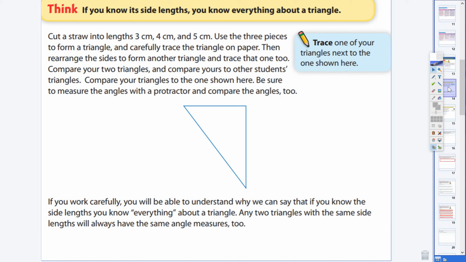Compare your triangles to the one shown here. Be sure to measure the angles with a protractor and compare the angles too. If you work carefully, you'll be able to understand why we can say that if you know the side lengths, you know everything about a triangle. Any 2 triangles with the same side lengths will always have the same angle measures too.